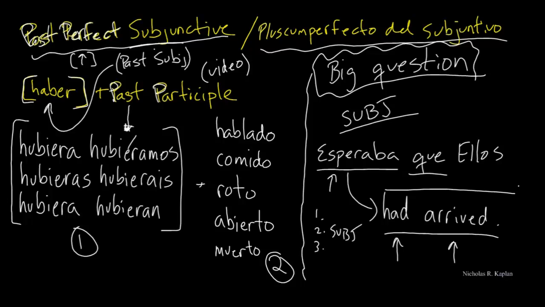Is your head just hurting right now? Probably. Because all that was subjunctive talk. What would this have been? Hubiera llegado. Now, what I'm saying to you is that all you need to know today is, how do I form the past perfect subjunctive? Boom.